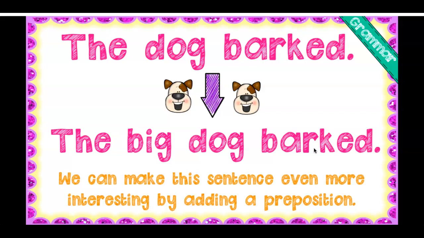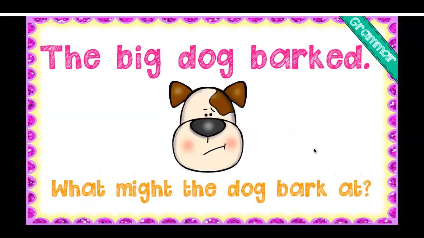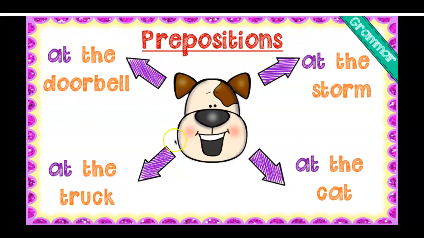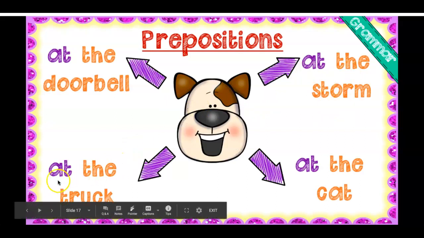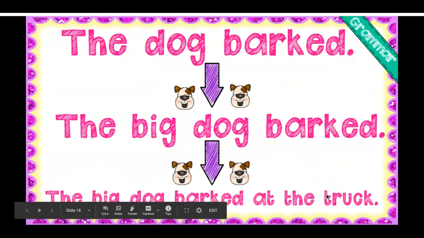But I can make it even more interesting by adding a preposition. So I'm going to ask myself, what might the dog bark at? Maybe the big dog barked at the doorbell. Or the big dog barked at the storm. The big dog, maybe he barked at the truck. Or the big dog barked at the cat. So what did the big dog bark at? I chose the truck. The big dog barked at the truck.